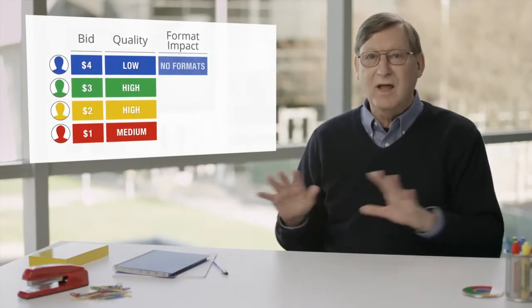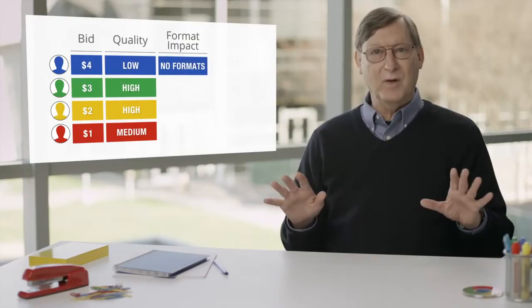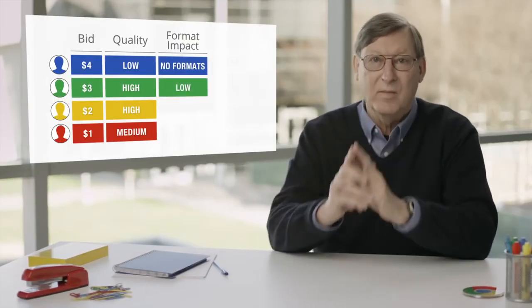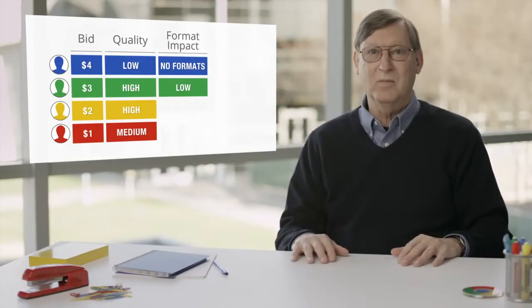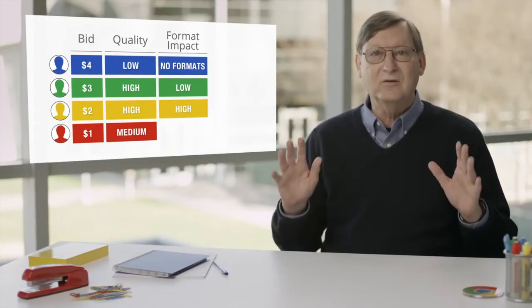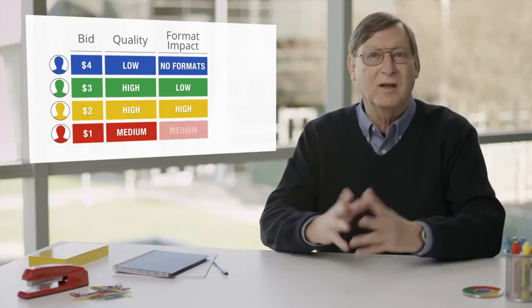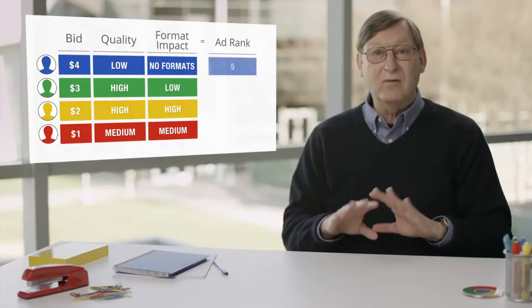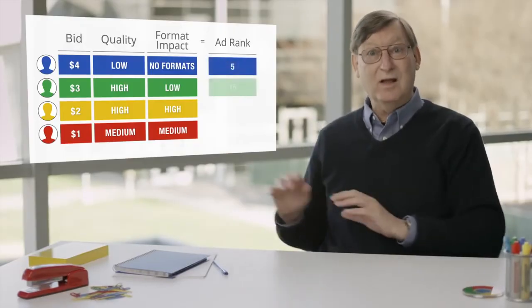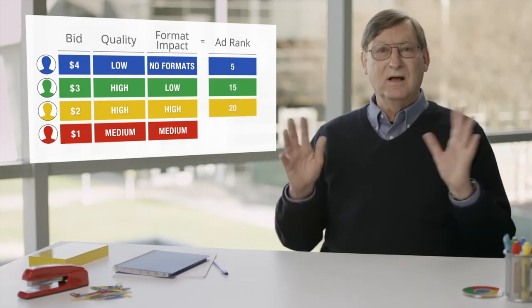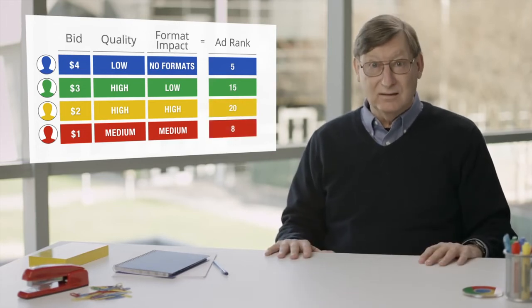First ad doesn't have any formats enabled, so it has no expected format impact. The second ad is only eligible for one format and has a low expected format impact. And the third is eligible for several extensions and garners a high expected impact, and for the last ad, it's medium. So in this example, the first ad has an ad rank of 5. Next ad has an ad rank of 15. Third has an ad rank of 20, and the last ad has an ad rank of 8.